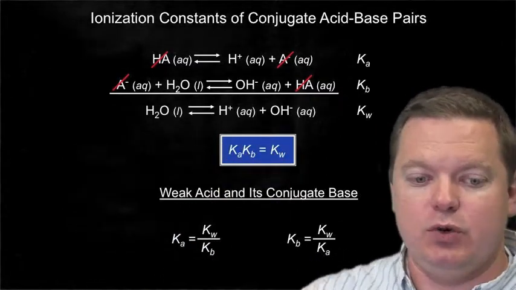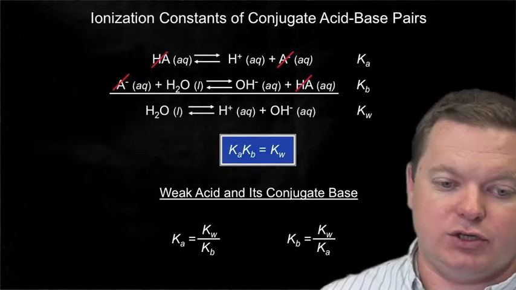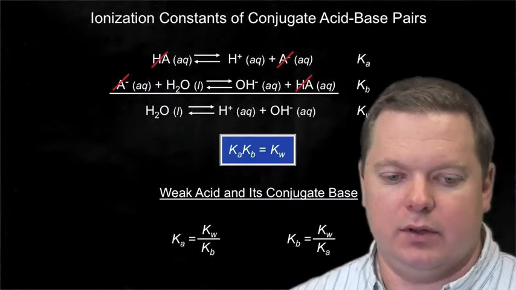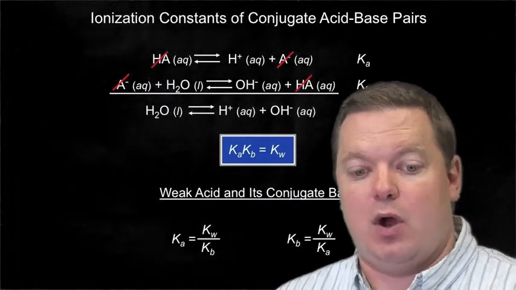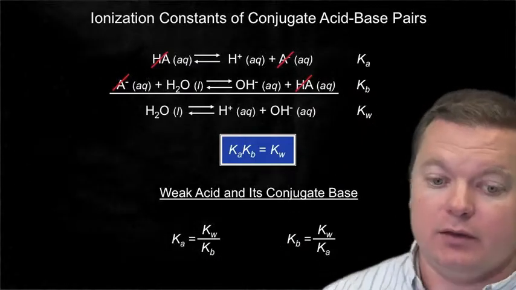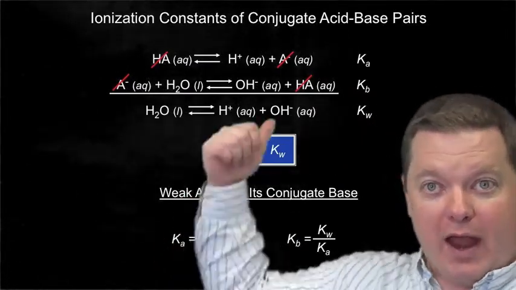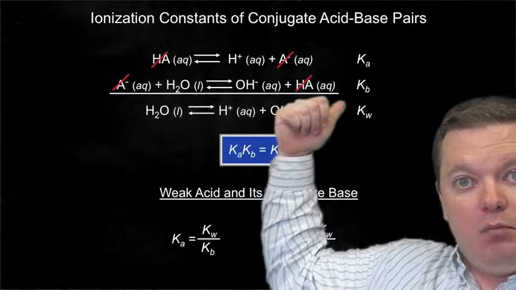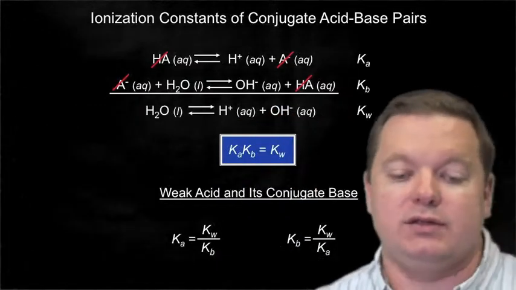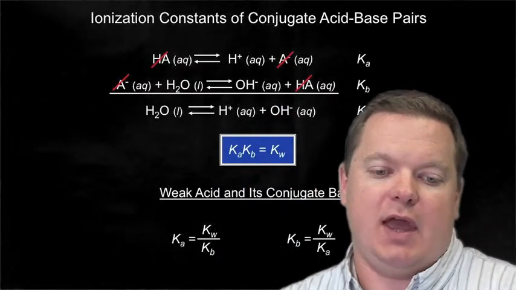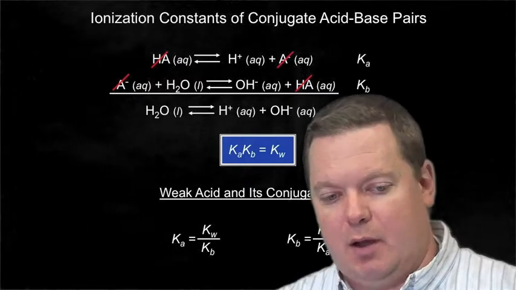If we add those two reactions together, we get H2O in equilibrium with H plus and OH minus, which is our Kw. So if we add the two reactions together, we end up multiplying the equilibrium constants. So Ka times Kb is equal to Kw.